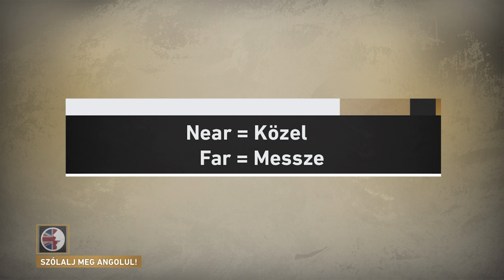Lesson 7, concentrate. If something is near to us, we use this for singular nouns and these for plural nouns. If something is far from us, we use that for singular nouns and those for plural nouns.